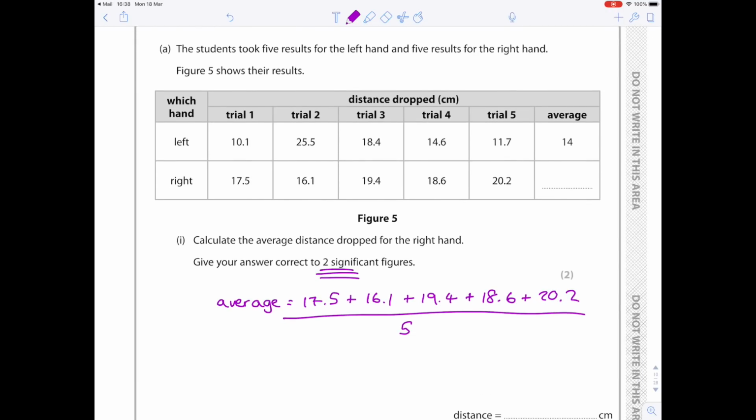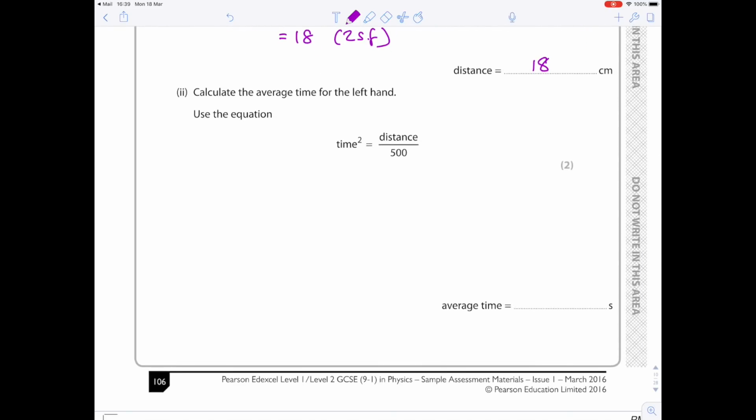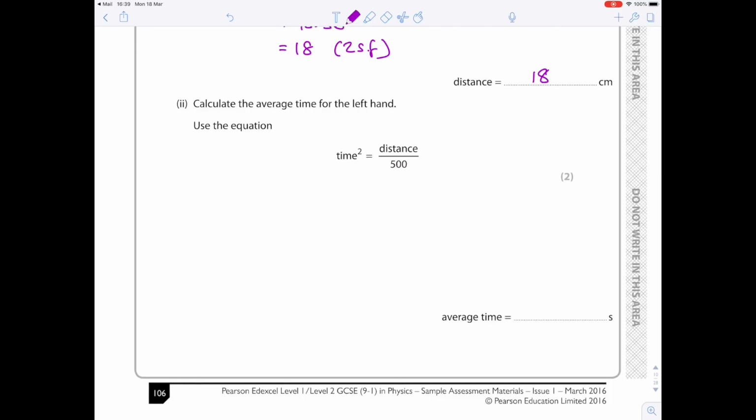And when we've done that, we get an answer which is 18.36. And if we round that to 2 sig fig, it becomes 18. Calculate the average time for the left hand and use the equation time squared equals distance over 500. So we've got the distance as being 14, so make sure we're using the right answer here. So time squared equals 14 over 500 to get time squared equals 0.028. Then we need time by itself, which means we need to square root both sides effectively.